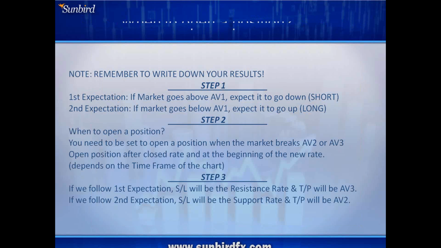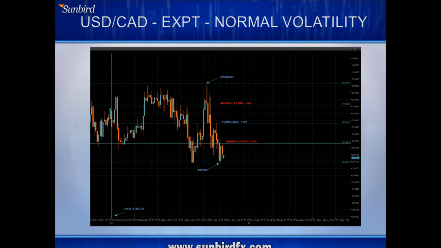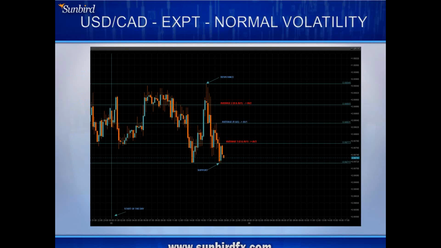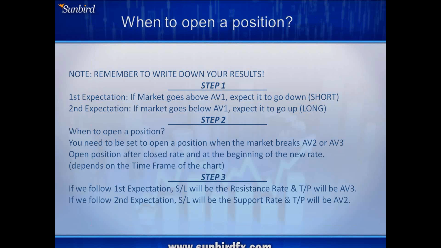Okay, so first expectation: the market goes above average 1, as we saw here. Now expect it to go down. Right now I'm expecting the market to go back down. So when to open a position? You need to be set to open a position when the market breaks average 2 or average 3.